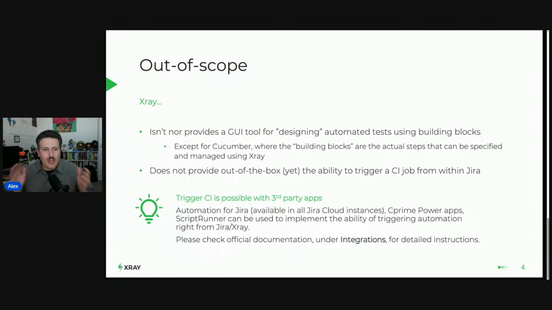All right, so Xray, out of scope stuff. Xray isn't, nor provides, a GUI tool for designing automated tests using building blocks, except for Cucumber, where the building blocks are the actual steps that can be specified and managed in Xray. It also does not provide any out-of-the-box ability yet to trigger a CI job from within Jira. Triggering CI is possible with third-party apps. Automation for Jira is available in all Jira Cloud instances. Cprime Power Apps and Script Runner can be used to implement the ability of triggering automation right from Jira or Xray. Please check the official documentation and integration for more details.